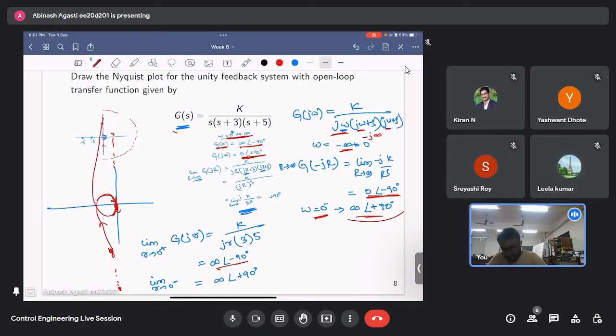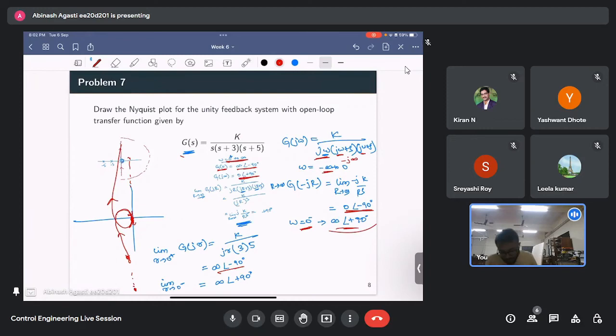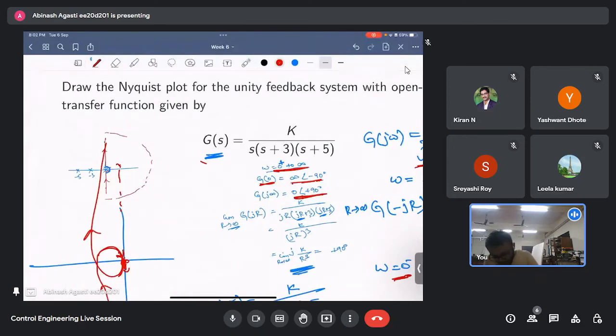So basically you need not plot both these parts. If you plot 0 to infinity, the minus infinity to 0 will just be the symmetric version of it about the x-axis, about the real axis. So this is the Nyquist plot, and what next? This bigger loop will be to some 0 point. We need not care about that. This small loop, we can estimate it.